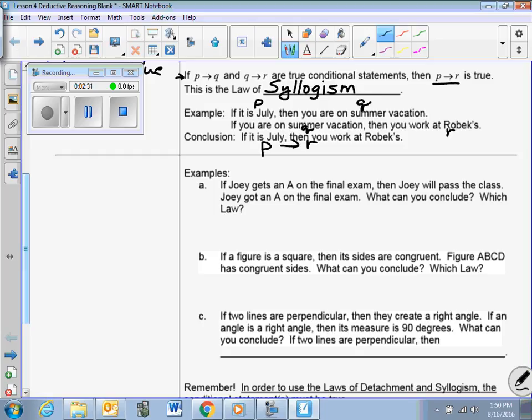A couple more examples. If Joey gets an A on the final exam, then Joey will pass the class. So here's our P, Joey gets an A. Here's our Q, Joey will pass. Joey got an A on the final exam. So what is that telling me? It's telling me P is true. What can I conclude? Therefore, remember my three little dots, therefore, I can conclude that Joey passed by the law of detachment.